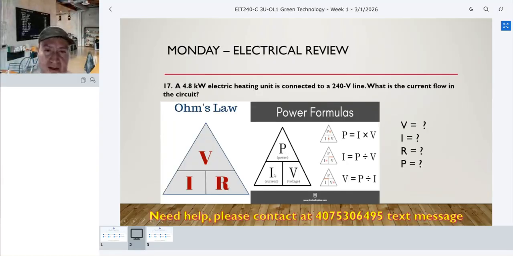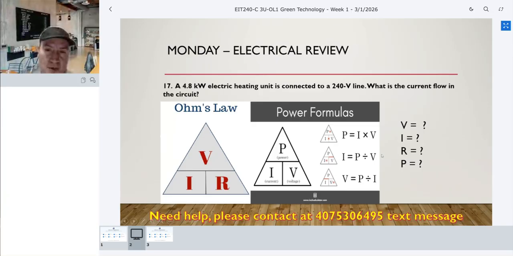You have both values, but you need to calculate I. How do you calculate I? Apply the formula. I is P divided by V. Do you have P? Yes. How much is P? 4,800 watts. How much is V? 240. Make the calculation, guys, and give me the answer. So these are the steps: find everything that you have, and after that, apply the formula.